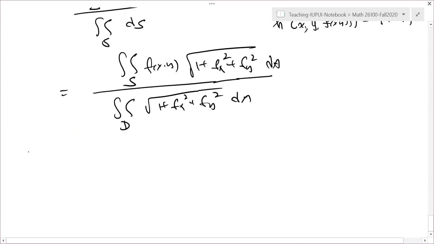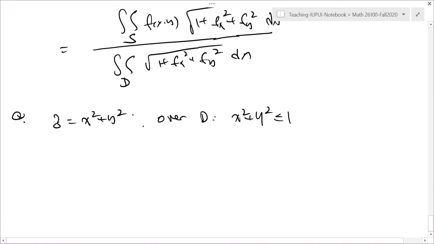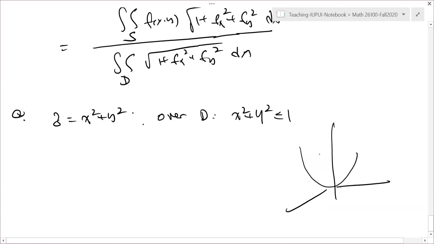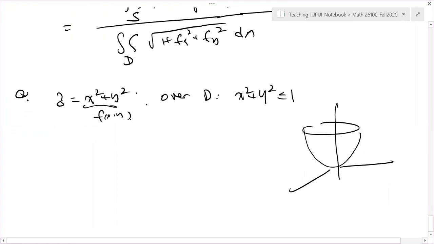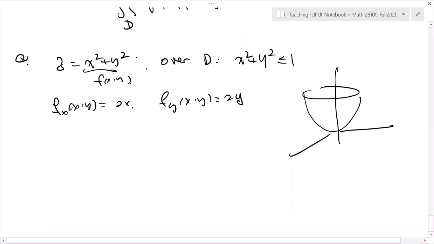Yeah, let's take a look at the following problem. Okay, z equals x squared plus y squared, and the graph is over the following disk, x squared plus y squared less than or equal to 1. Okay, so you have this paraboloid. This is our f, okay? So f_x is 2x, f_y is 2y. All right, so dS is going to be square root of 1 plus f_x squared plus f_y squared dA, right?